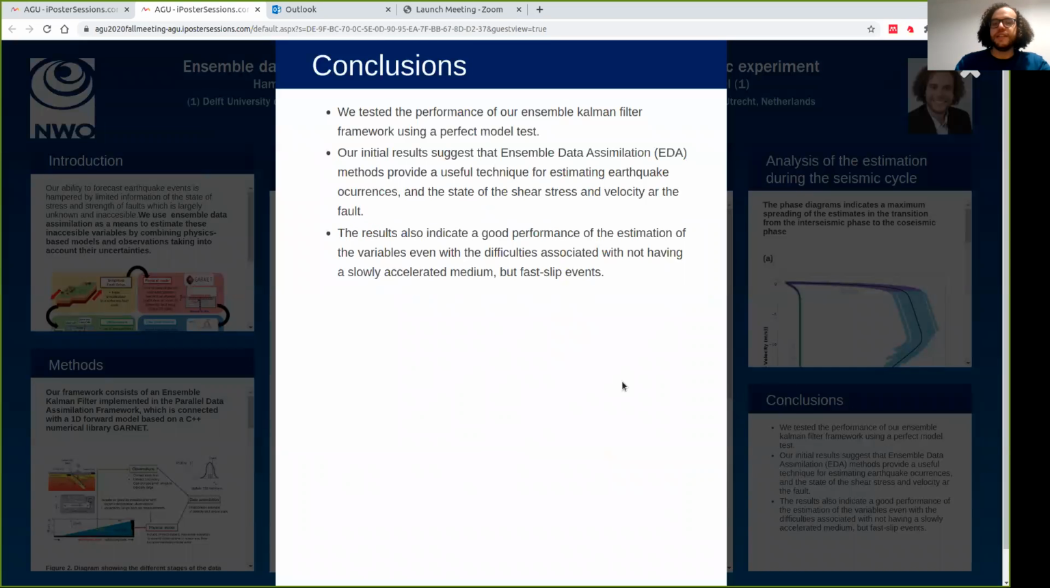So finally, to sum up, we have tested the performance of our Ensemble Kalman Filtering framework using a perfect model test. We have shown that our initial results suggest that ensemble data assimilation methods provide a useful technique for estimating these earthquake occurrences, and that the state of the shear stress and velocity at the fault are well estimated. And the results also indicate a good performance of the estimation of the variables, even with the difficulties associated with not having a slowly accelerated medium, but fast slip events, as I mentioned before.